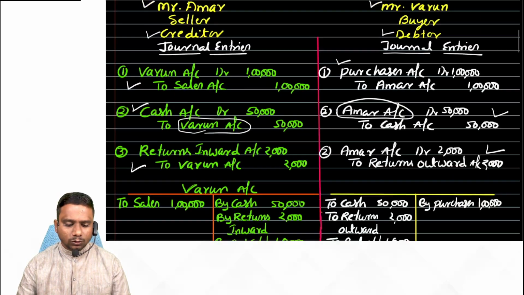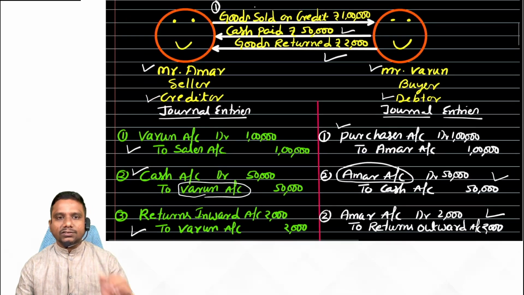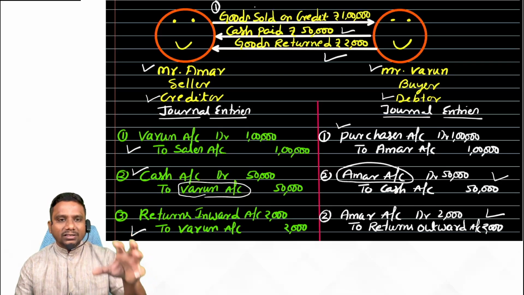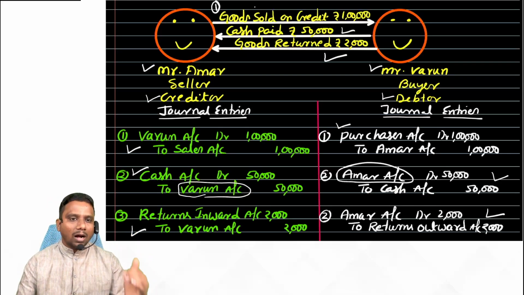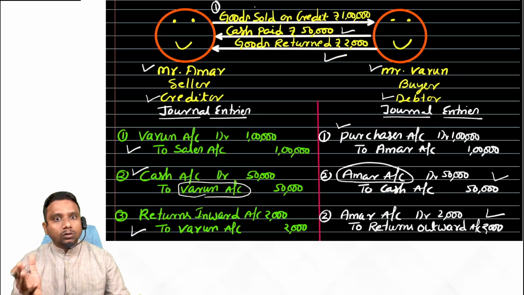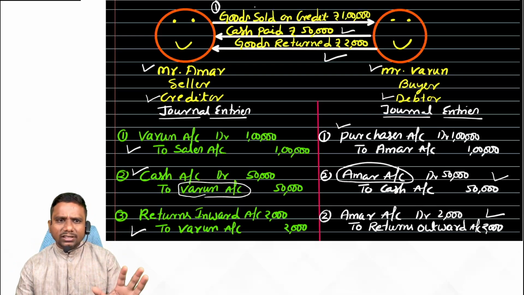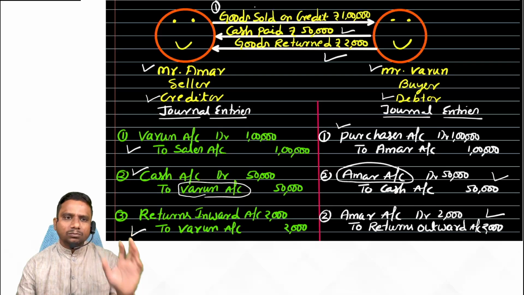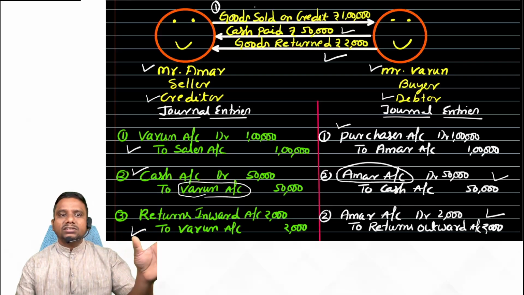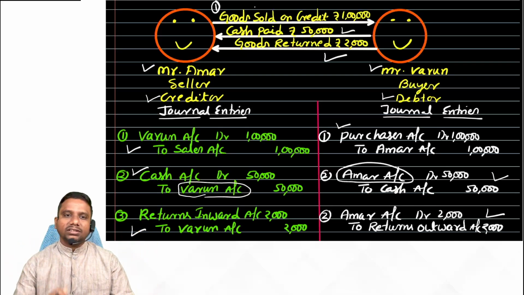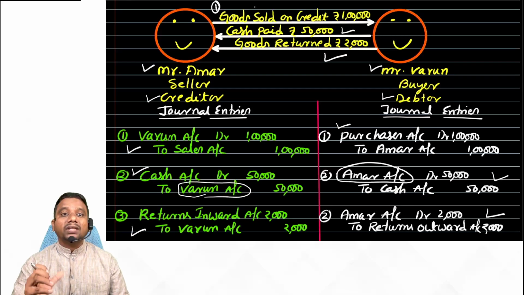Yes or no, students? So, try to understand these three transactions. These three transactions are recorded by Amar in his books and Varun in his books. Amount is same? Yes. Transaction same? Yes. For Amar, it is sales. For Varun, it is purchase. For Amar, it is receipt. For Varun, it is payment. For Amar, it is sales returns. For Varun, it is purchase returns.